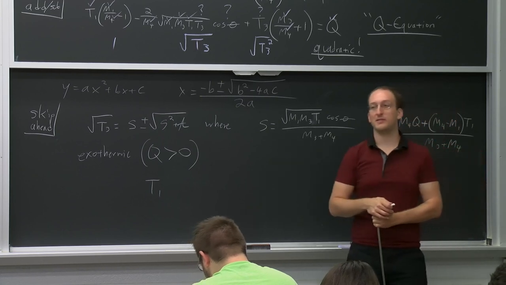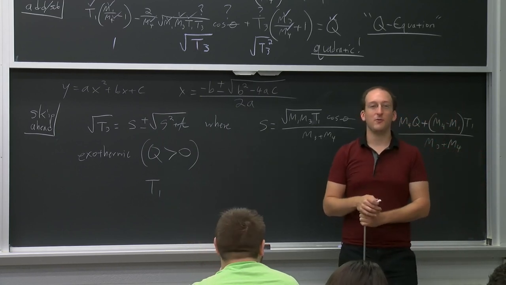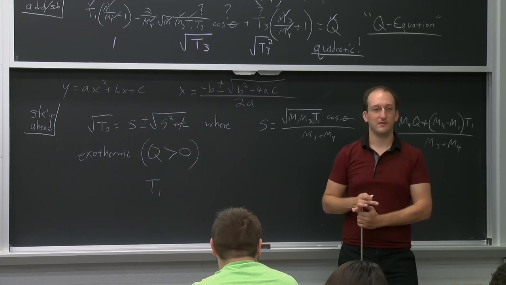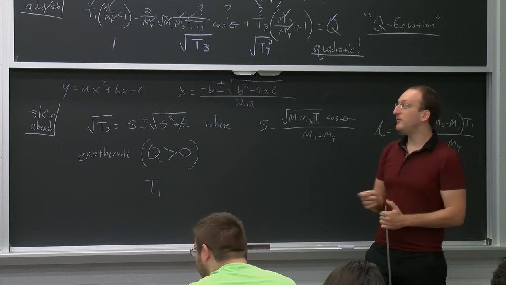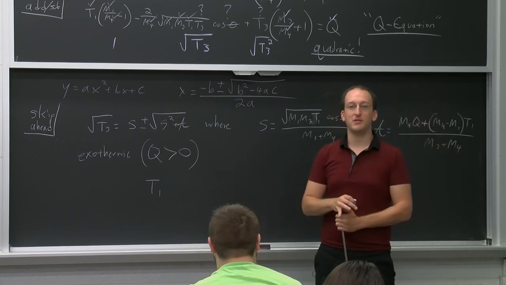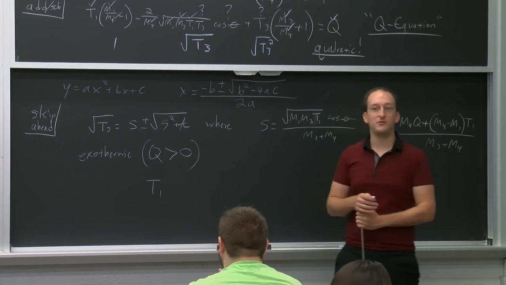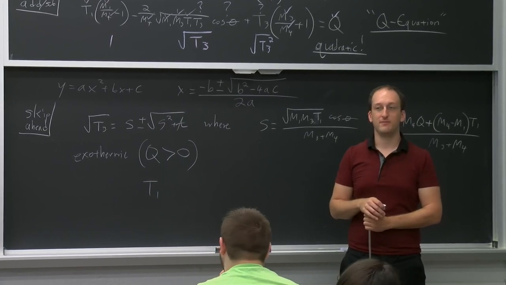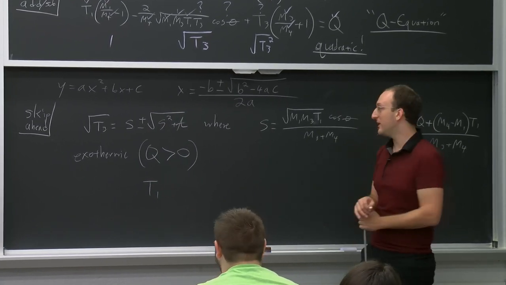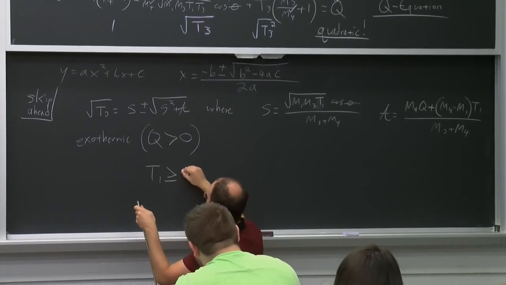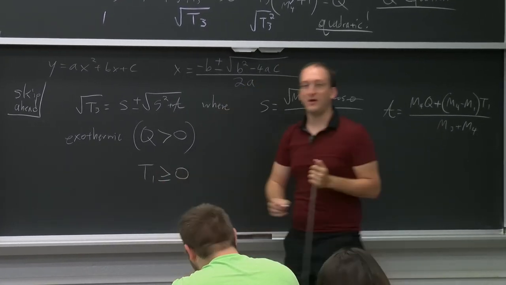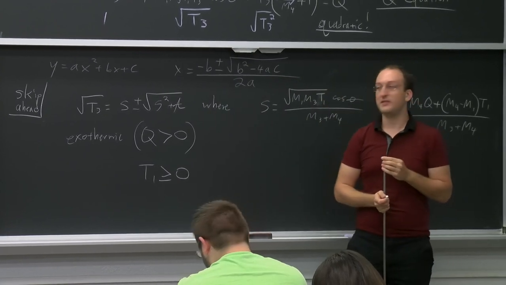Let's think of it in the chemical sense. If you have an exothermic chemical reaction, is it spontaneous or is it not? It is spontaneous. Same thing in the nuclear world. If you have an exothermic nuclear reaction, do you need any kinetic energy to start with to make it happen? No. OK, there we go. So that's kind of the analogy. So T1 has to be greater than or equal to zero. It's pretty much not a condition, right? It happens all the time.